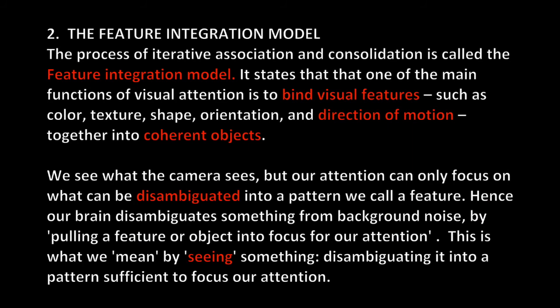Now, secondly, we do feature integration. The process of iterative association and consolidation is called in the literature the feature integration model. It says that one of the main functions of visual attention is to bind visual features such as color, texture, shape, orientation, and direction of motion together into coherent objects. But the same applies for touch. I like to cover touch. I think that's more useful for explaining how we see and sense in time and space, and how we combine them together, than inferring it from how vision operates.